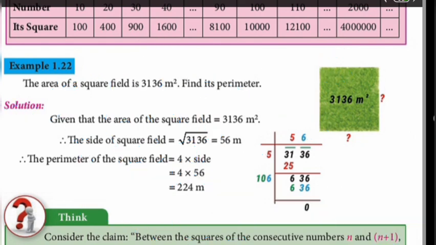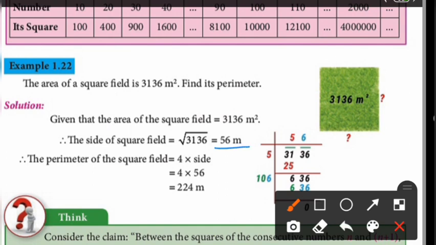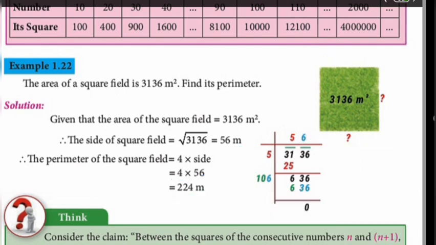So 56 is one side, another side is 56 meter. And then how many sides are there? 4 sides are there. What is the perimeter of a square? 4 into side, that is, side is 56. 4 into 56 is 224 meter. I think so you are all understood.